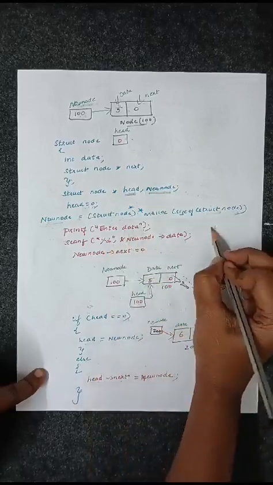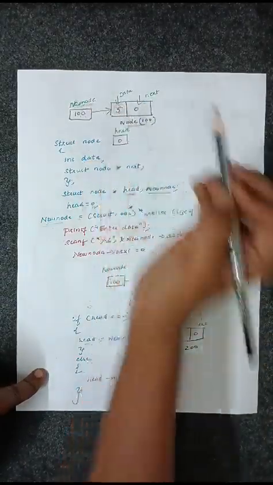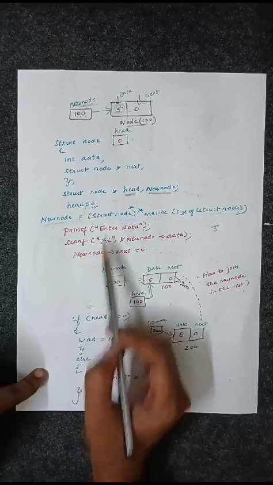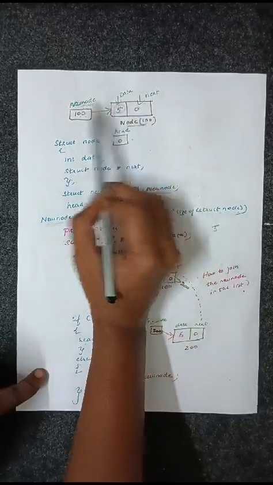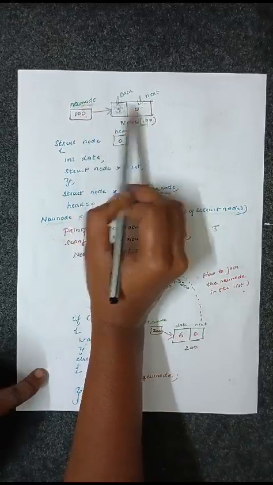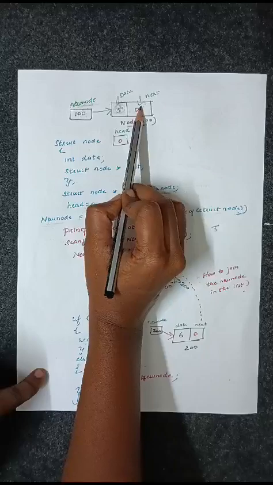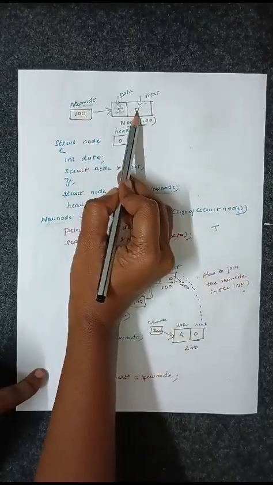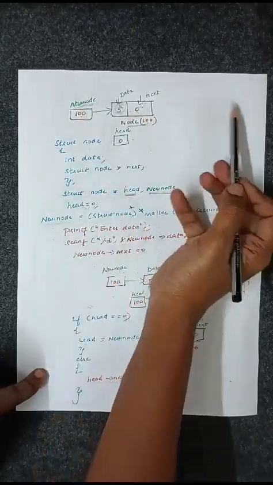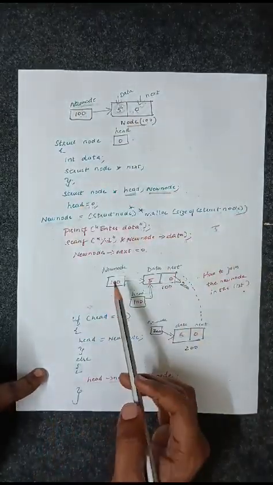If I enter 5, what will happen in the memory? 5 will be stored here, in new node of data. Then I'm giving new node of next. How to access this part? New node of next, because this is the pointer pointing to these 2 parts, right? New node of next is equal to 0, because I don't have any other node here. So new node of next is equal to 0.